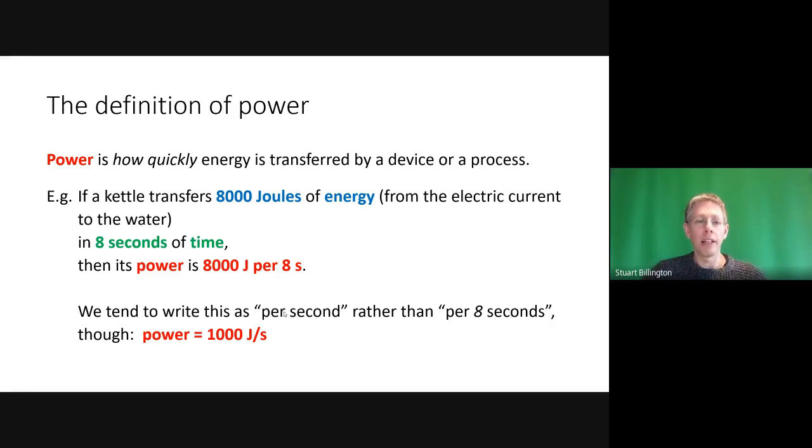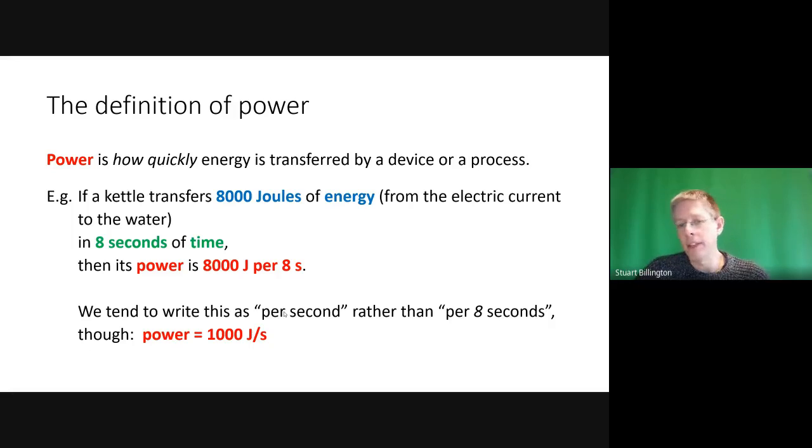So let's think about a kettle. Let's pretend that the kettle is heating up some water and is doing so by taking electrical energy from the electric current and passing it to the water as heat energy. So here are some numbers. We've got 8,000 joules of energy that have been transferred, and that took 8 seconds for the kettle to do it. So we could refer to the power of the kettle as 8,000 joules per 8 seconds.